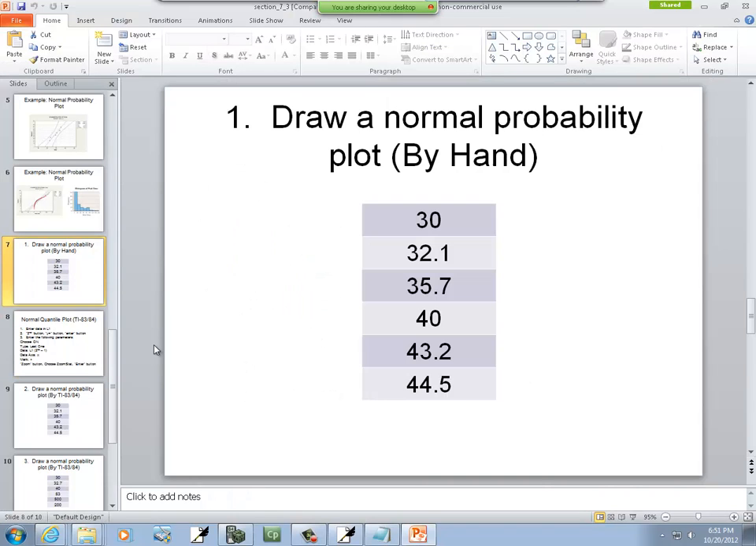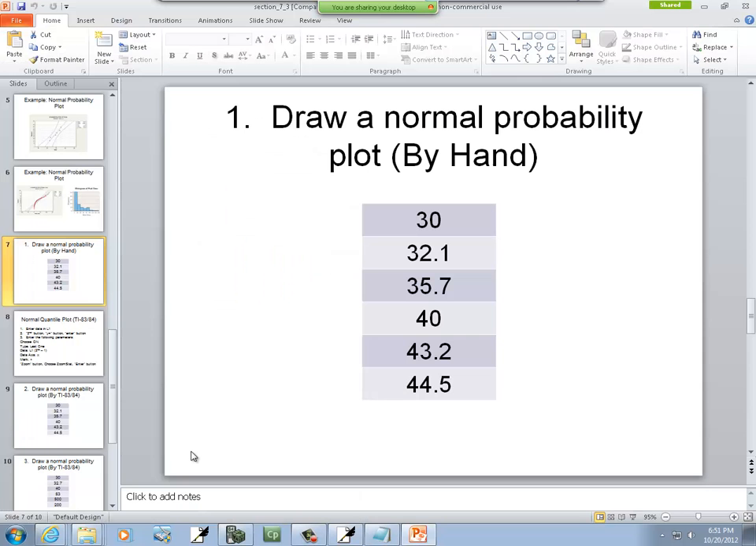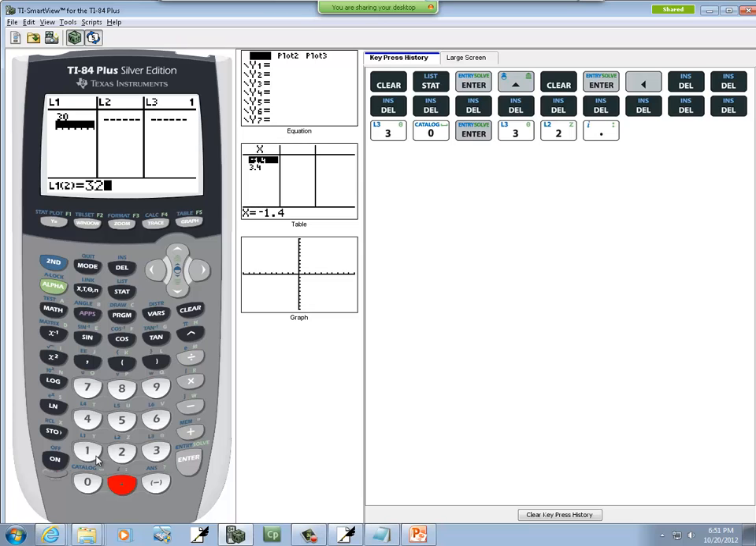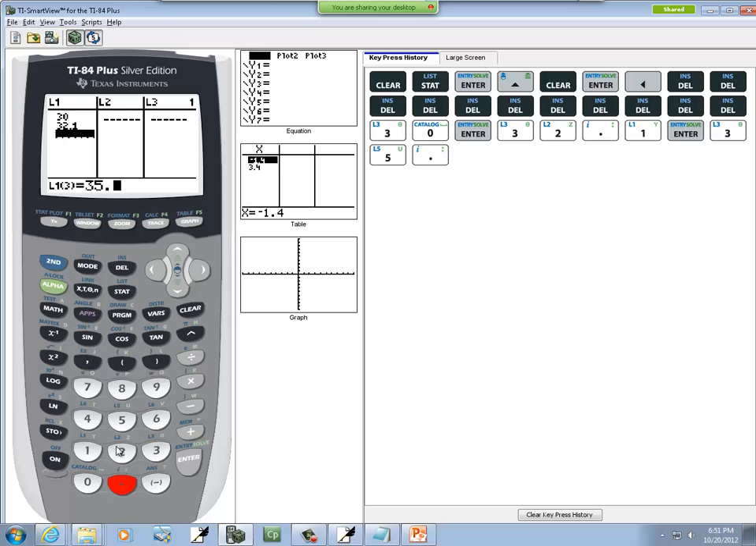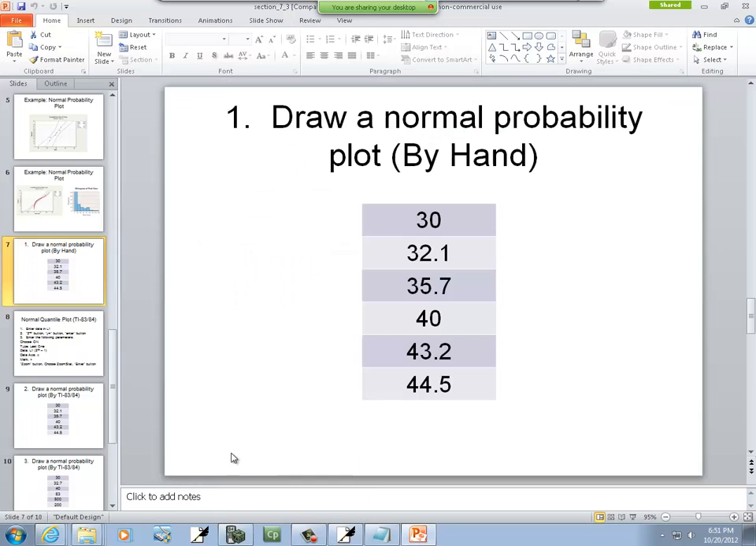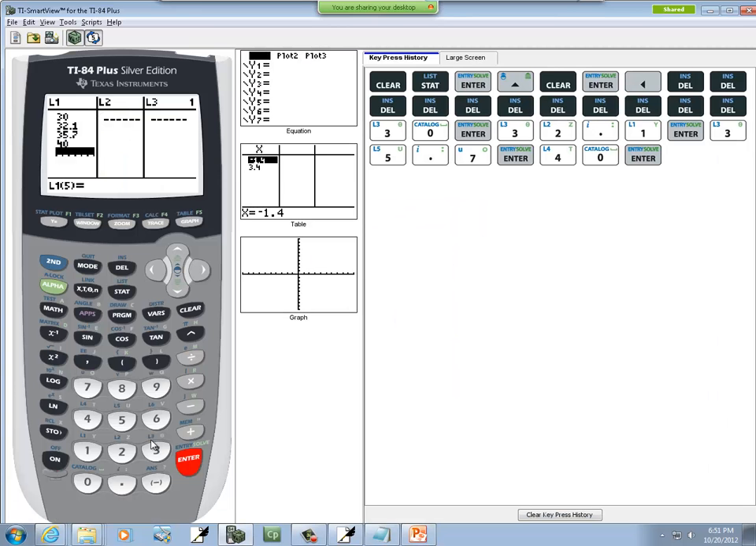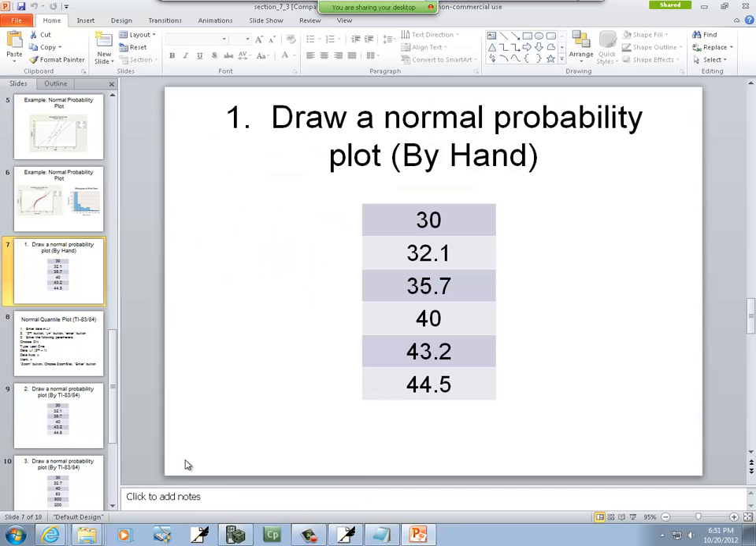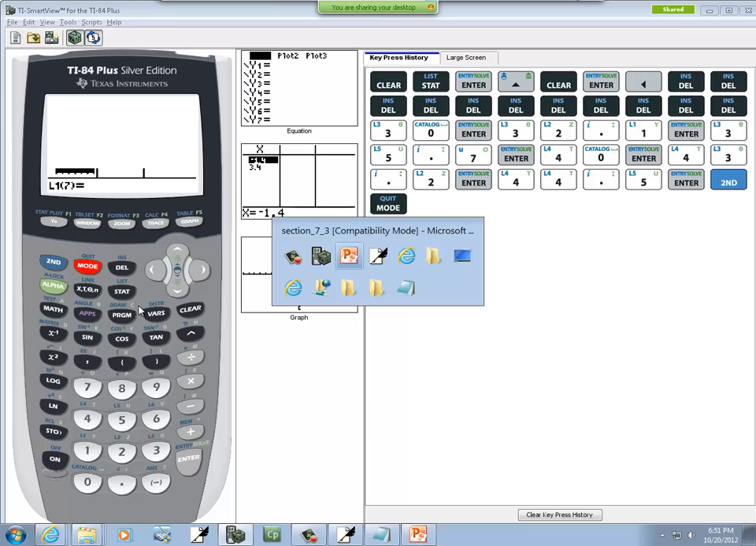Okay, so the numbers we have are 30, so 30 enter, 32.1 enter, 35.7 enter, 40 enter, and 43.2 enter, and 44.5 enter. And I want to exit out, so I do second mode.